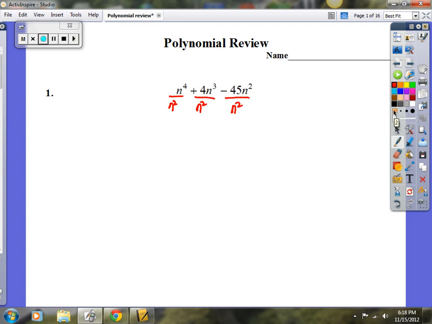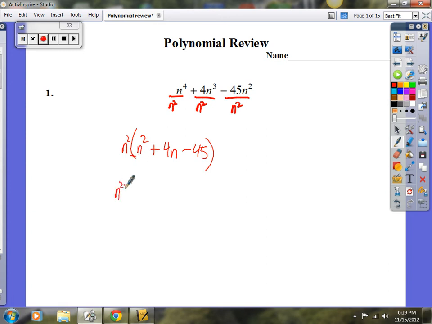So if I factor out an n squared, I'm going to rewrite it as n squared times (n squared plus 4n minus 45). And then you always ask yourself, am I done? Is there anything else I can do? Can I go one step further? And now if you look at this trinomial, n squared plus 4n minus 45, you can factor that. And that's just an easy trinomial because the coefficient is 1.